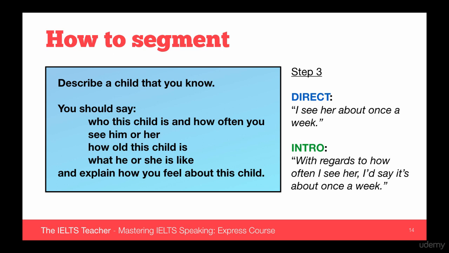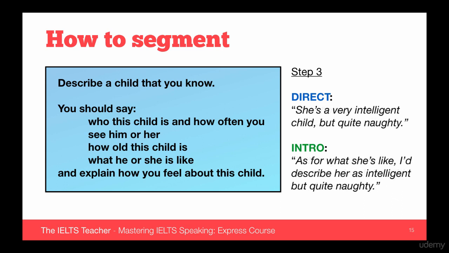Or you can create this more indirect introduction to the answer of that part of the topic card. With regards to how often I'd see her, I'd say it's about once a week. As for what the child is like, she's a very intelligent child, but quite naughty, very direct. Or the introduction response, as for what she's like, I'd describe her as intelligent but quite naughty.